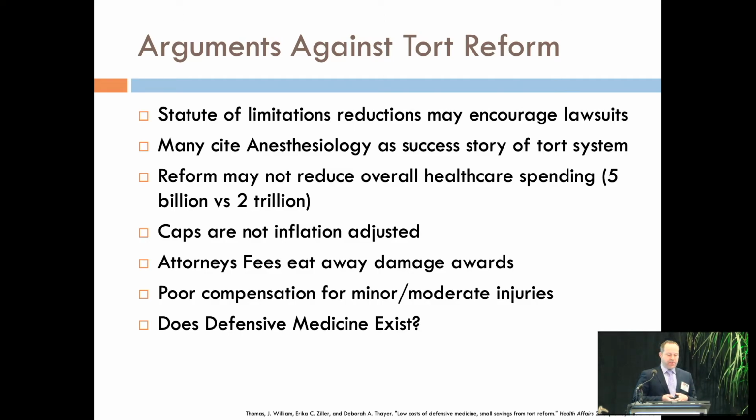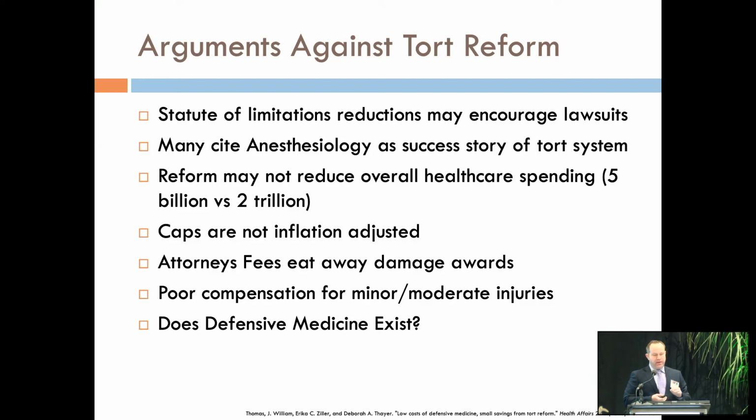Some argue that the caps are not inflation adjusted, therefore you should just have an unlimited cap. This is a fair point. The previous California non-economic damage cap was $250,000. Now it's gone up. It's still going to be a little less than $1 million, but it will be inflation adjusted. So they make a valid point that the system for the cap could be flawed. Some say that the attorney's fees eat away at the damage amount, so you should have a really high damage amount. That way everybody gets something.